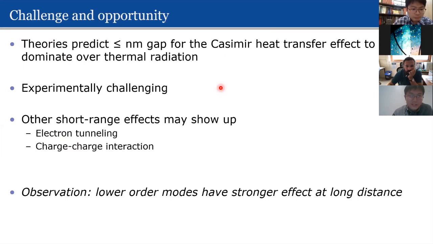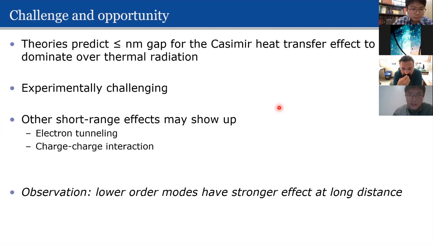So one observation we made is that the lower order modes have a stronger effect of this Casimir heat transfer. That is, the lower order modes start to take effect at longer distance.